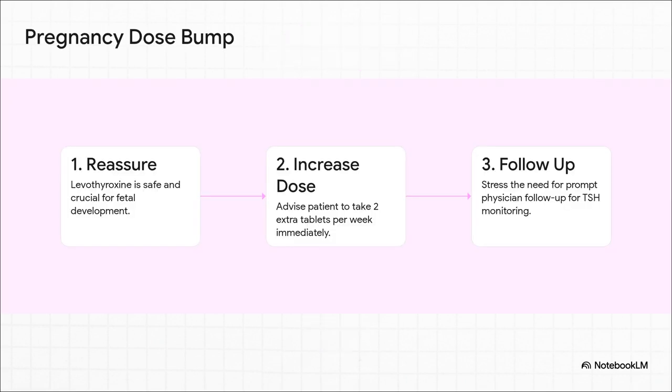And here's exactly what you do. It's a simple, step-by-step process that you can deliver with confidence. First, you reassure her. Let her know that taking her levothyroxine is not only safe, it's absolutely essential for her baby's development. Then, you give her this very specific instruction. I want you to increase your dose right away. The standard advice is to start taking 2 extra tablets per week. You empower her to protect her pregnancy right then and there without waiting for that doctor's appointment.